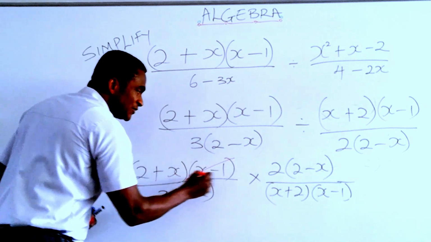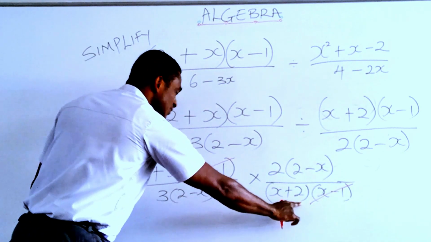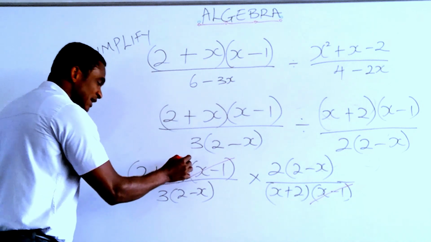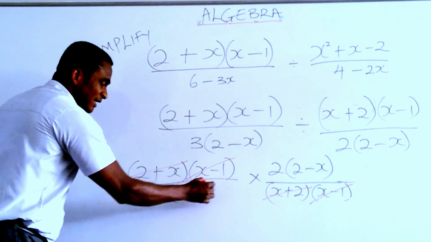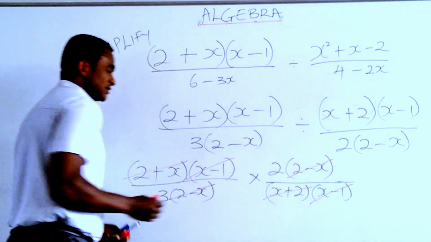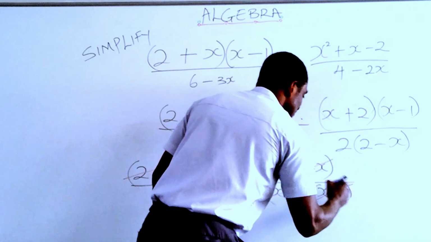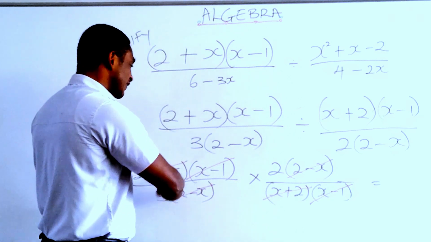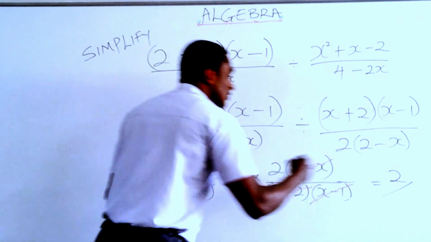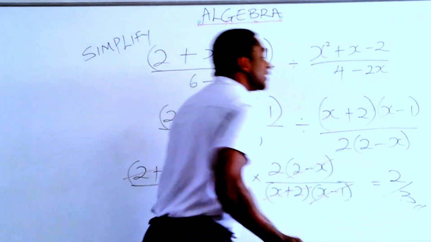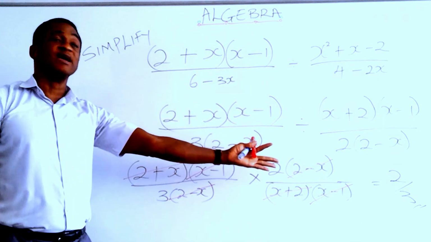(x - 1) as a unit can take out (x - 1) as a unit. (x + 2) is the same thing as (2 + x). It's plus here, so this can take out this. (2 - x) can take out (2 - x). So whatever is left becomes the simplified version. For the numerator we have only 2 left, and for the denominator we have 3 left. So this becomes the answer to this solution, the simplified version.